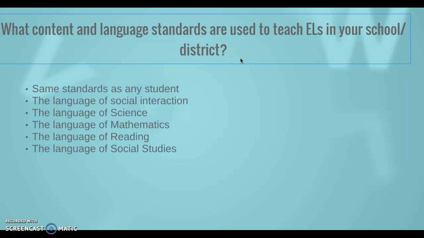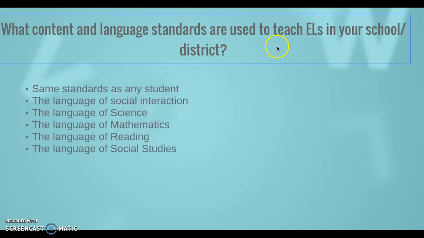The same standards are expected for English learners that are for any other student. So our students are required to meet the Georgia Standards of Excellence, as well as the language of social interaction, the language of science, the language of mathematics, the language of reading, the language of social studies.